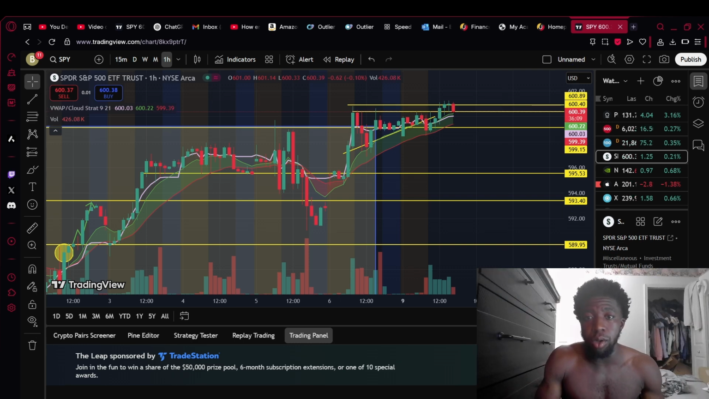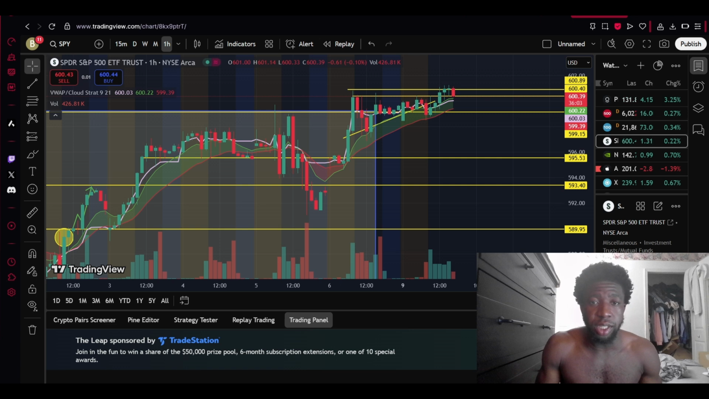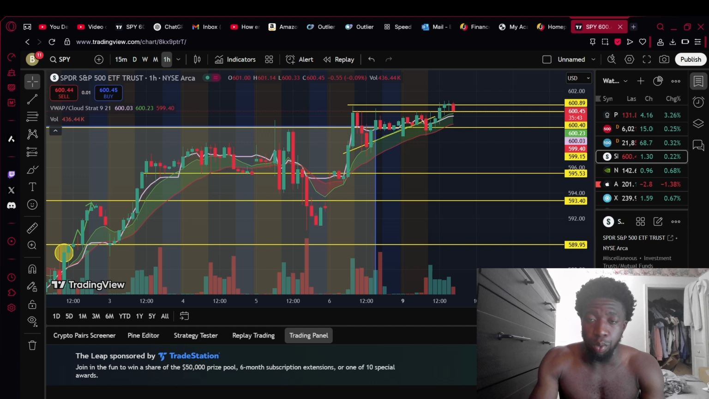First, I'll break down the tools I'm using for this strategy. First is the VWAP, which is the average trading price for the day. It basically tells you where most trades are happening. It acts like a magnet. Most pullbacks will take place around the VWAP, so it's always a good place to look for a retest or pullback.